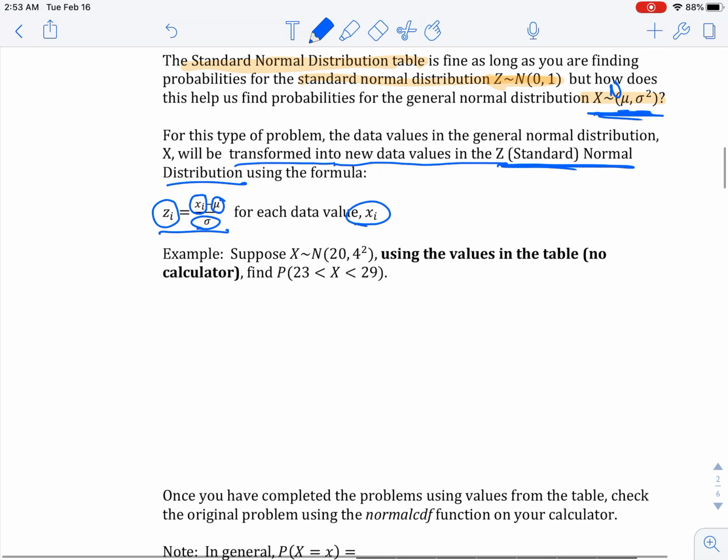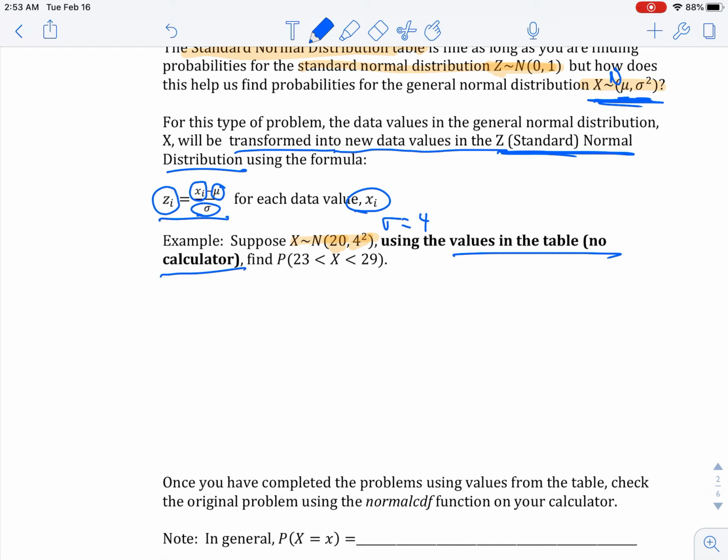So let's suppose that x follows a normal distribution with a mean of 20 and a variance of 4 squared, which means that the standard deviation is 4. And we're going to use the values in the table. So for right now, don't use the calculator. We'll check that at the end. And suppose we want the probability that x is between 23 and 29.